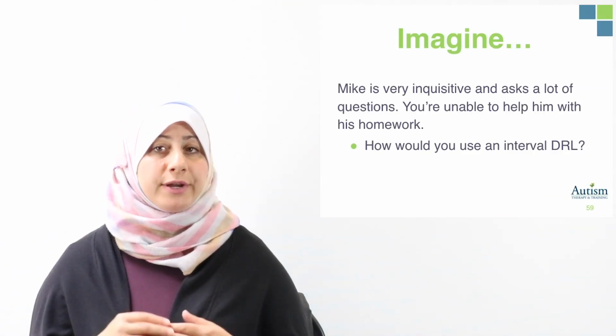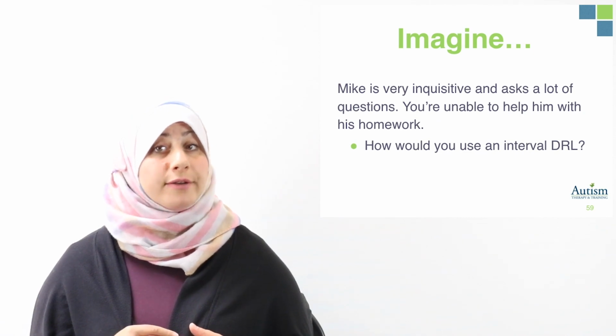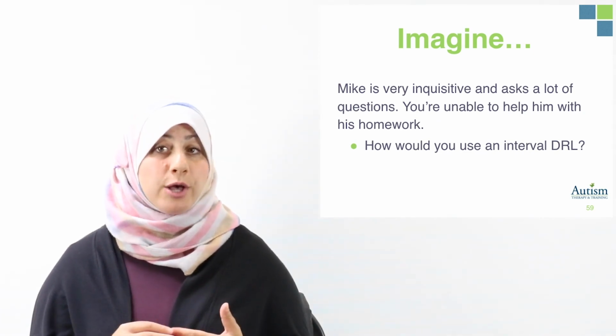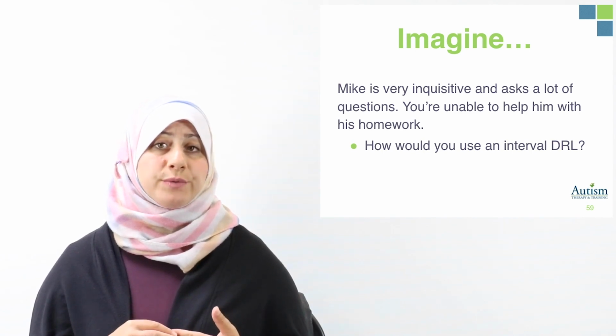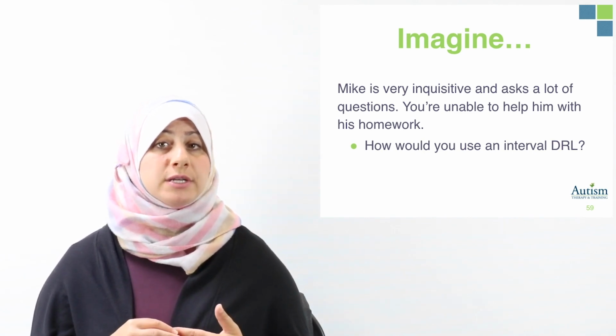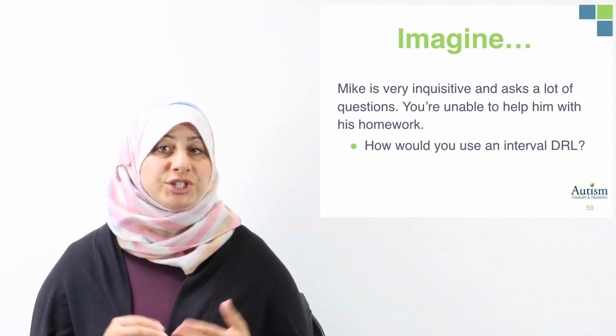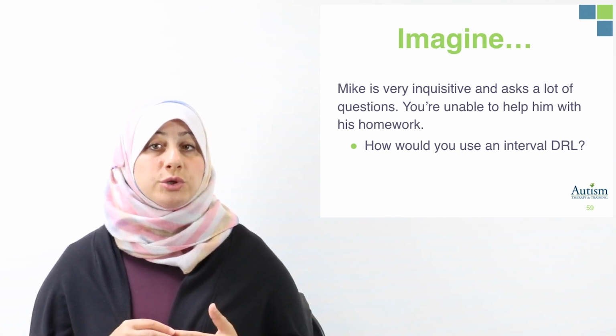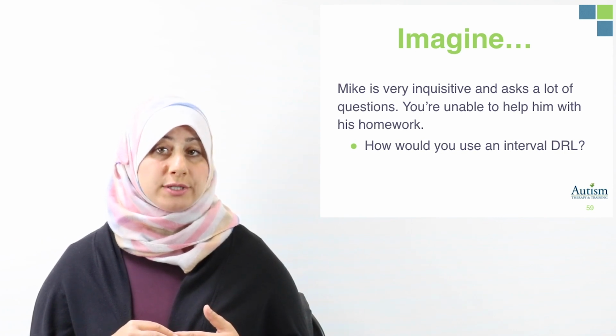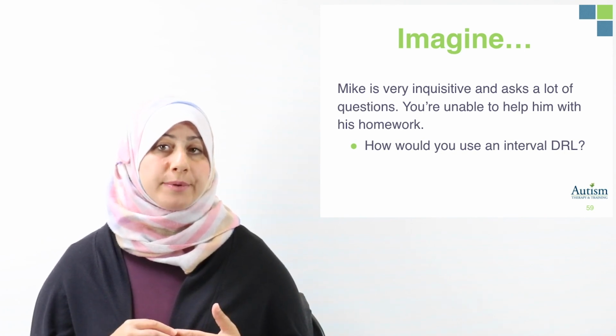All right, let's practice. Mike is very inquisitive, and he asks a lot of questions. You're unable to help him with his homework, so you speak to your supervisor about this issue. Your supervisor suggests using a DRL procedure. She suggested an interval DRL for the hour. She wants him to ask no more than 12 questions. How would you set this up?